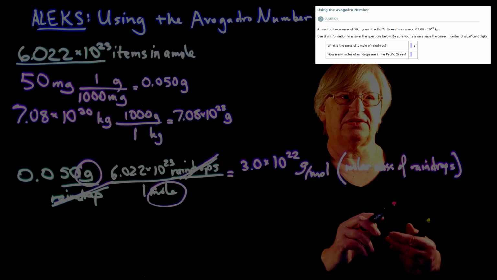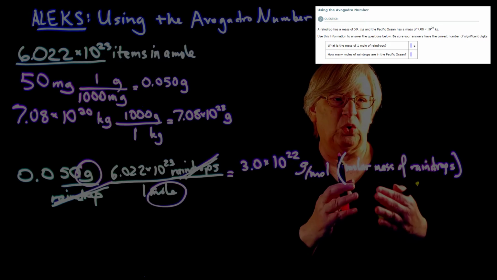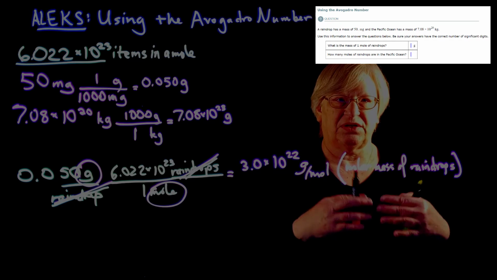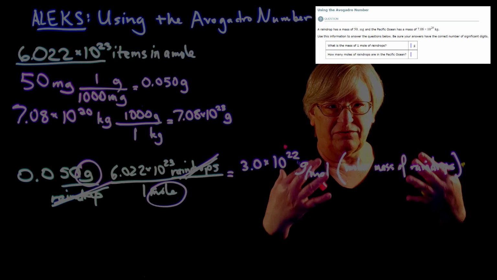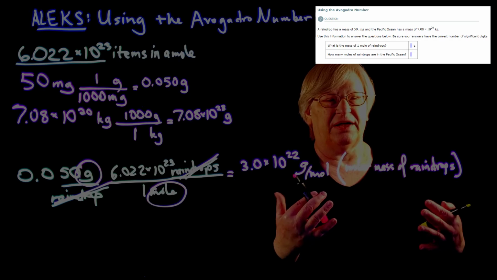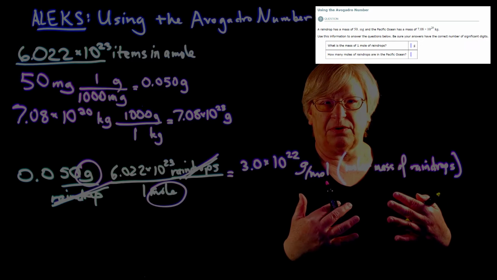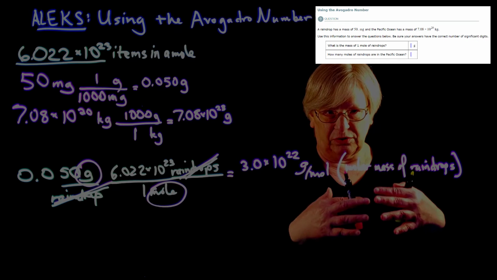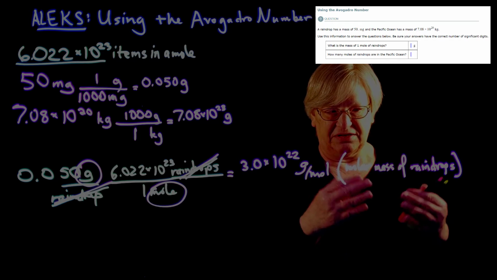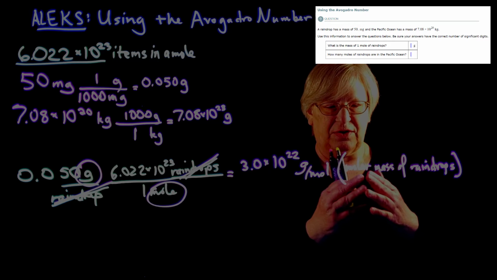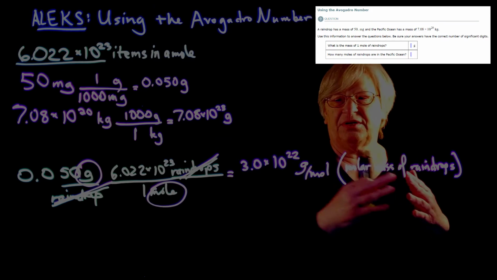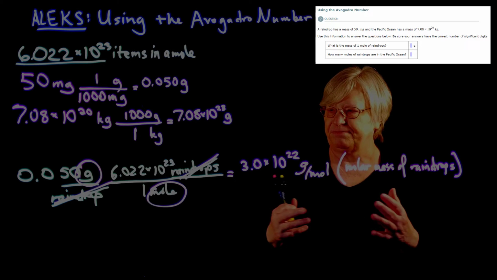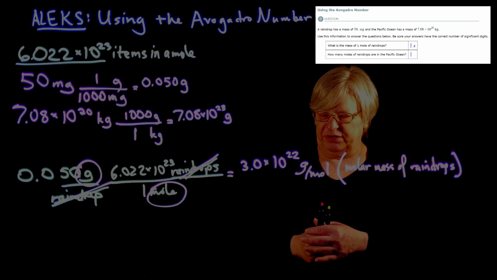Because what is molar mass? It's just the mass of a mole of those objects. So the molar mass of copper is what is the mass if you had a mole of copper atoms. The molar mass of carbon dioxide is the mass of if you had a mole of carbon dioxide molecules. Well, the molar mass of raindrops is the mass if you had a mole of raindrops. So this can be called the molar mass of raindrops. All right, that's part one of our problem.